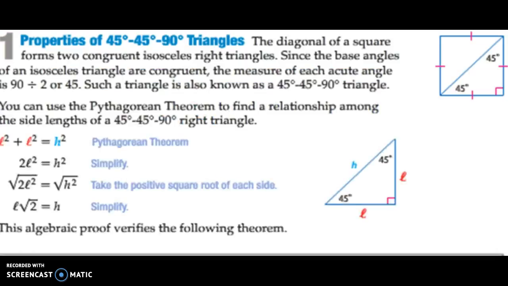So far we've talked about the Pythagorean theorem and how to solve right triangles. Now there are two special right triangles that we can always figure out the sides of if we know any of the missing sides. The first of which is called the 45-45-90 triangle.